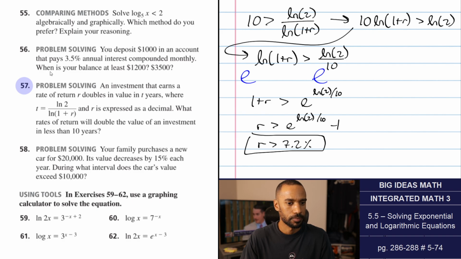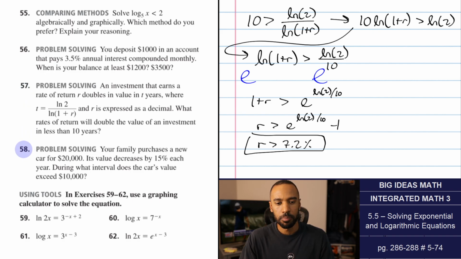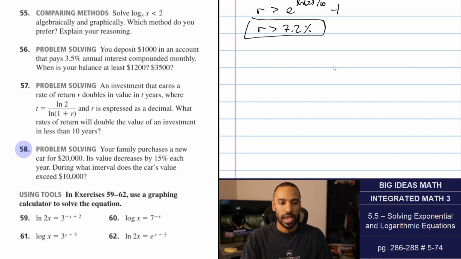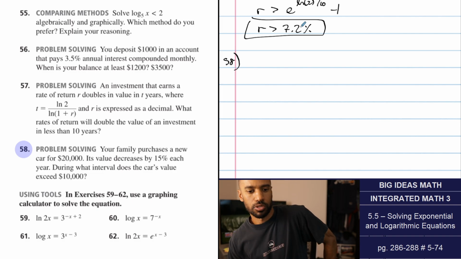Number 58. Your family purchases a new car for $20,000. Its value decreases by 15% each year. During what interval does the car's value exceed $10,000?